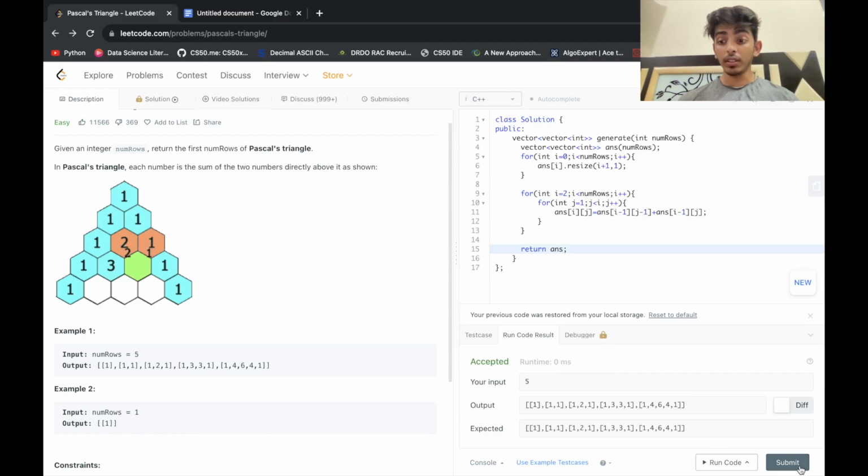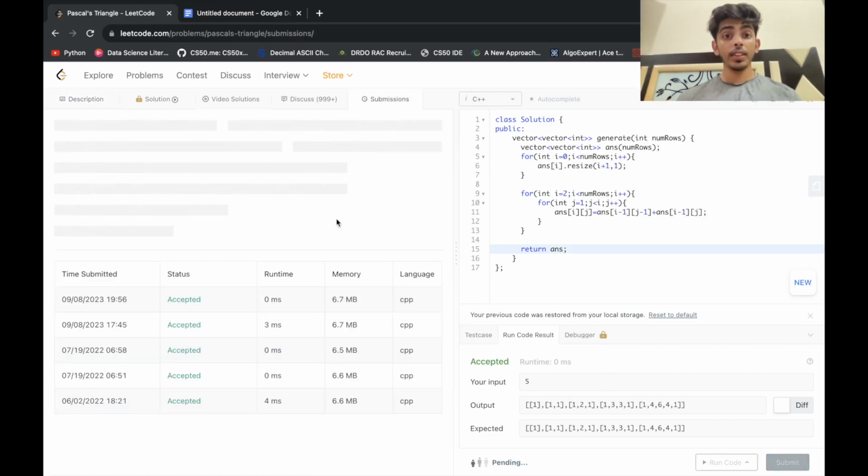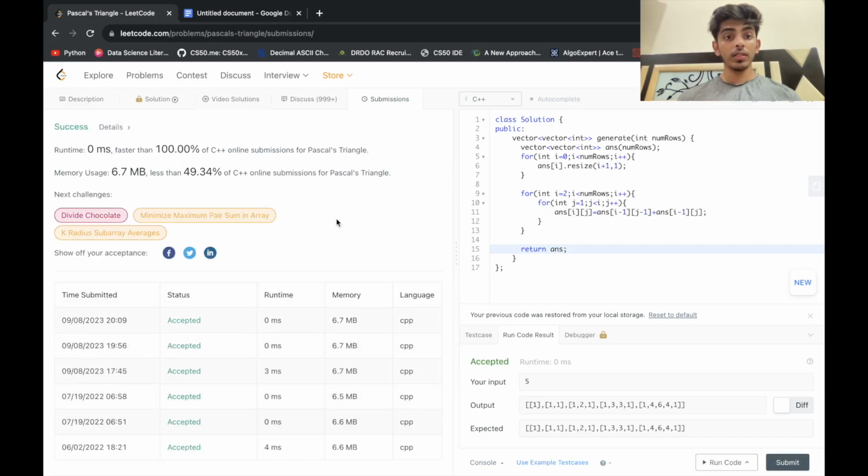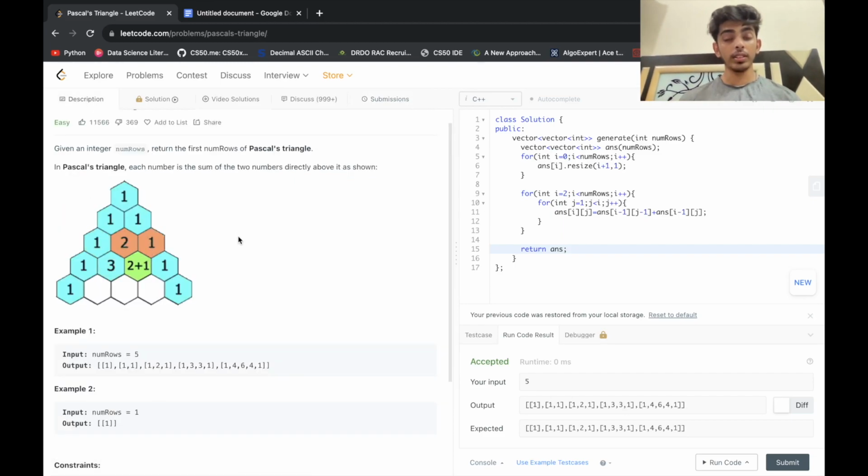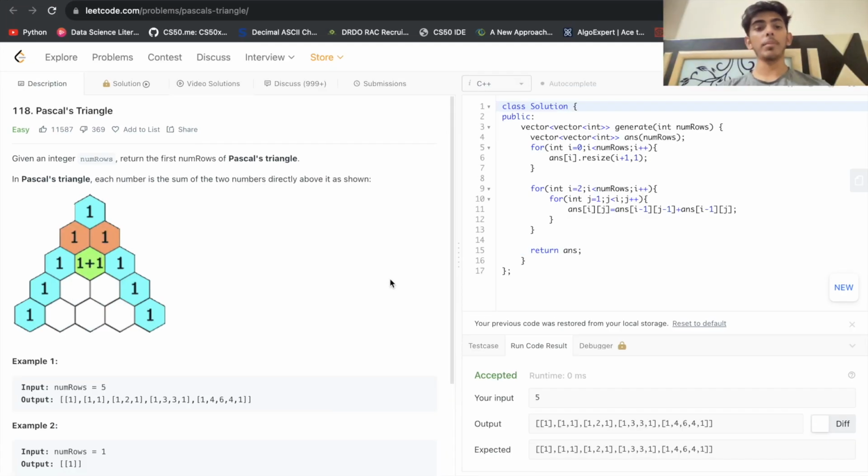So we will now submit it. Yeah, it is submitted successfully and passed all test cases. This is the simplest approach to this problem.